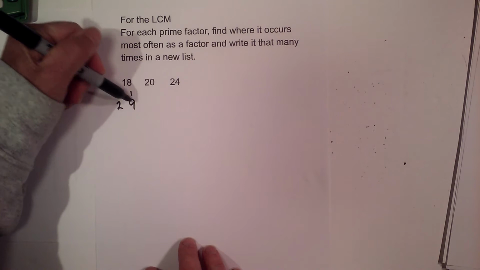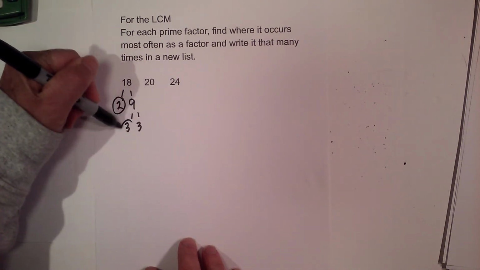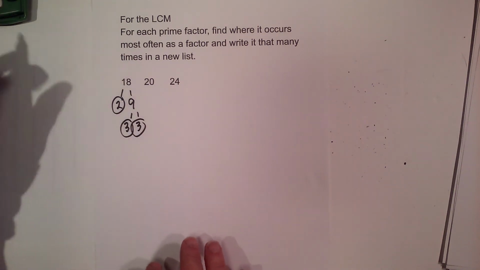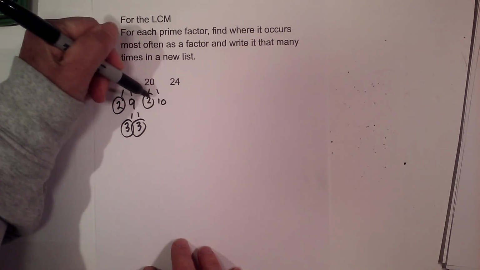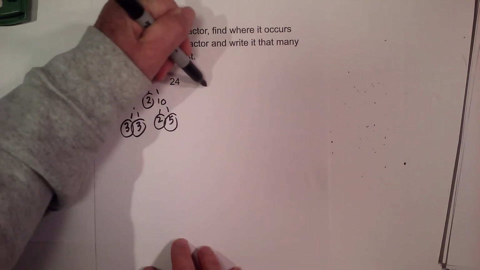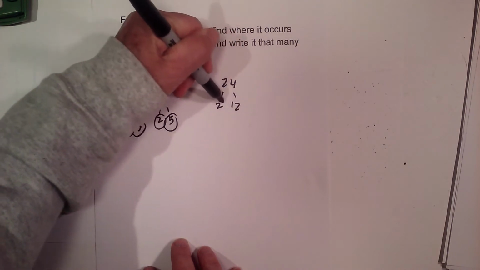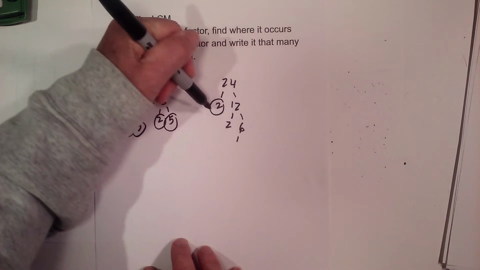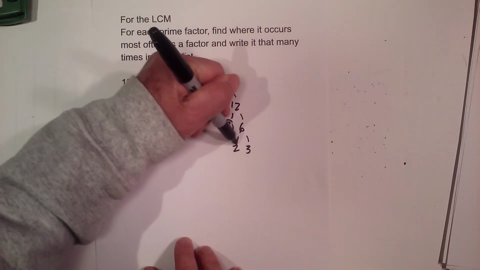2 times 9 is 18. Circle the 2 because it is prime, then 3 times 3. Now, after the first one, I'll speed up the process a little bit and won't do the factor tree. Next, we have 2 times 10, circle the 2, and then 2 times 5, they're prime. And then let's move 24 out here. 2 times 12, 2 times 6, and then circle the 2 because it is prime, and then 2 times 3.